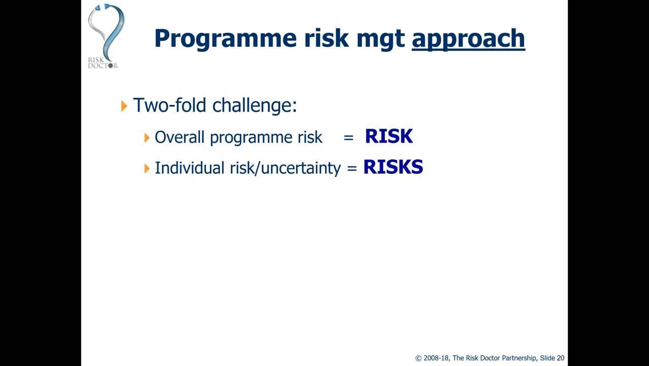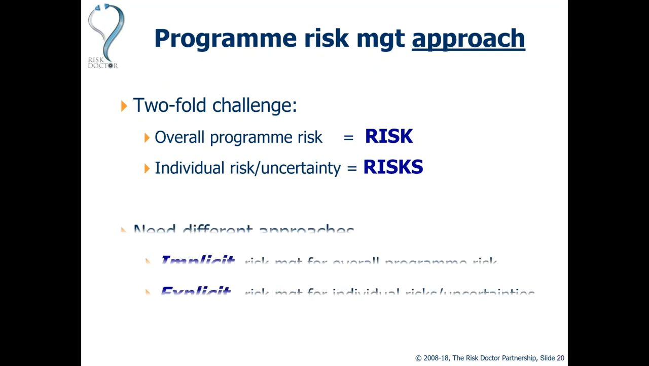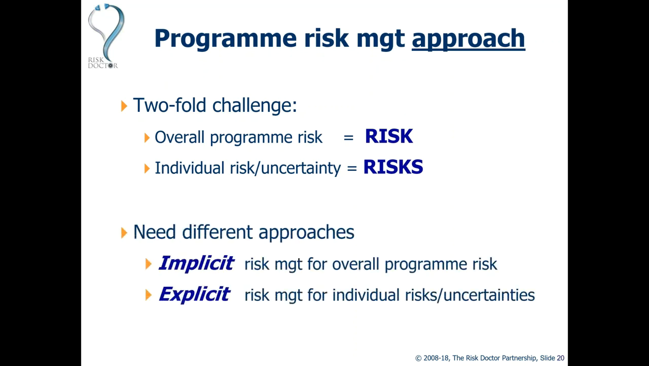But also we have to, as program managers, manage the overall riskiness of our program. And these are different challenges. On the one hand, we have to manage maybe 10, 20, 50, 100 individual risks on our program risk register. But we're also accountable to our program sponsor, to senior management, to our customers and our stakeholders for managing the overall riskiness of the program.